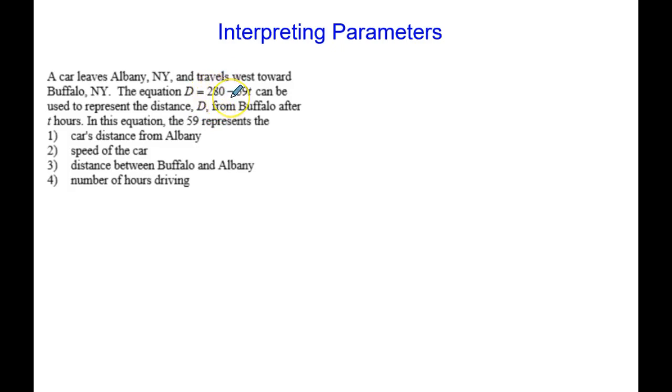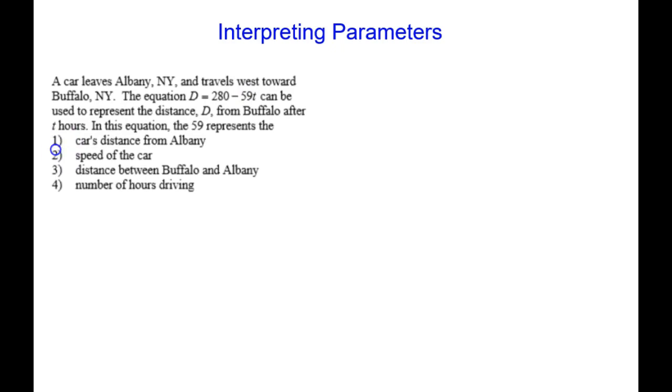That distance is going to decrease by the speed of the car multiplied by the number of hours the car is driven. So the 280 represents the distance between the two cities. The 59 represents the rate or the speed of the car. We're subtracting here because that rate is going towards the city, which means the distance is decreasing, getting smaller. So the correct choice would be number 2.